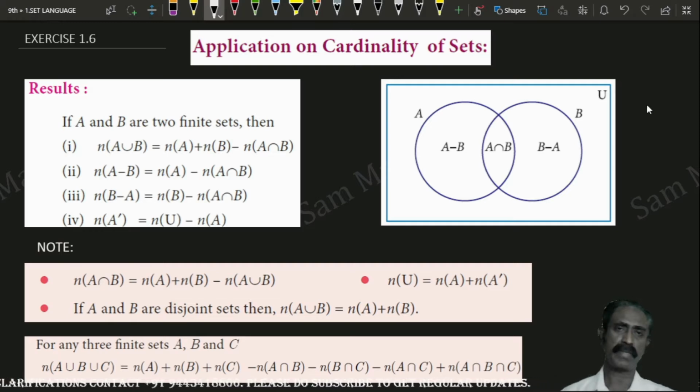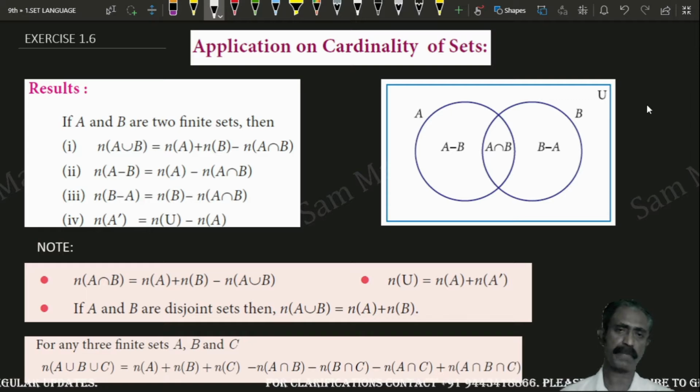Third one, in similar way, n of B minus A is equal to n of B minus n of A intersection B. Fourth one, n of A dash, that is other than A, is equal to n of U minus n of A. From this, we are getting some notes. From the first one, we can write n of A intersection B is equal to n of A plus n of B minus n of A union B. Like that, from the fourth one, we can write n of U is equal to n of A plus n of A dash.